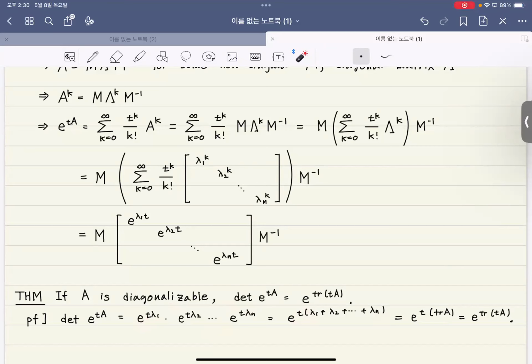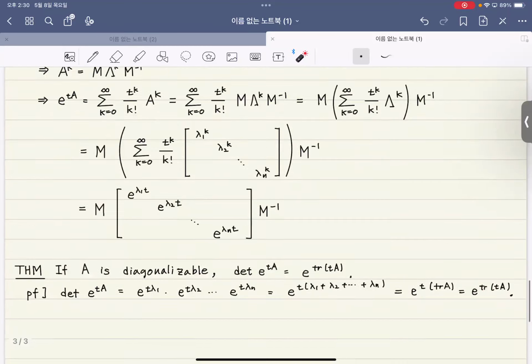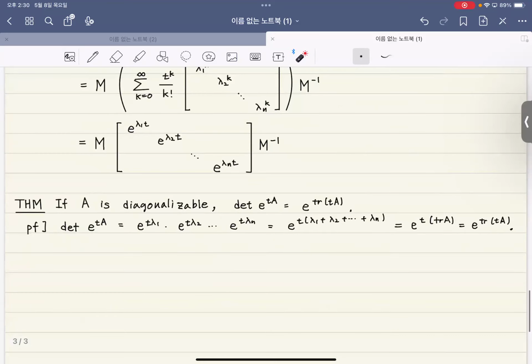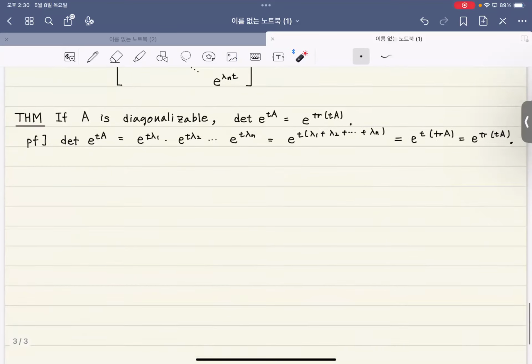And lambda 1 plus up to lambda n is the sum of all eigenvalues of the matrix A. And the sum of all eigenvalues is actually the trace of the matrix, right? So the claim has been proved. So now sending this t into this parenthesis, this is the trace of t times A. Okay, so that's it.